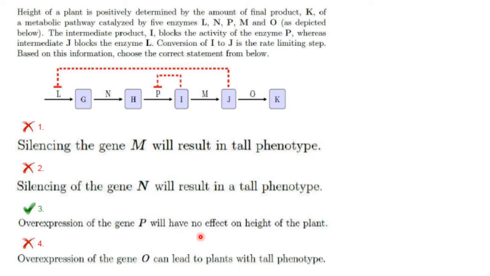Overexpression of P gene have no effect on height of the plant. Once P gene is overexpressed, it will result in the production of more I, which in turn will block the activity of enzyme P. So more I will also result in the production of J, which will also inhibit the L enzyme. Since conversion of I to J is the rate limiting step or the slowest step of the pathway, overexpression of P gene will not have any effect on the height of the plant. So option 3 is correct.